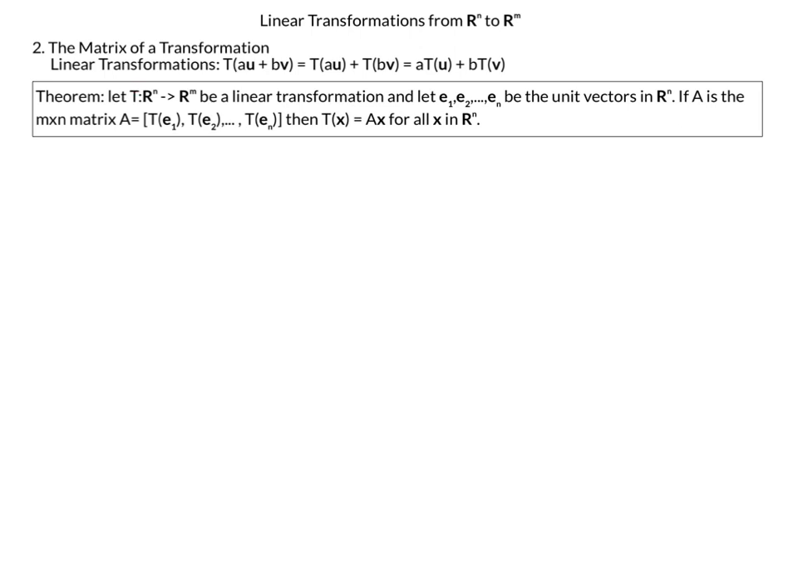So if we have a transformation going from Rn to Rm, and we have our standard bases for Rn, then if A is the m by n matrix, we get T of E1, the transformation on each of our standard basis vectors, then this matrix here represents our transformation. In other words, our transformation is equal to matrix A times our vector x.